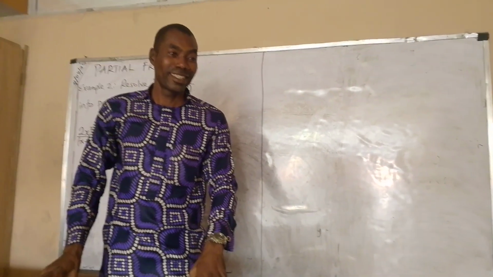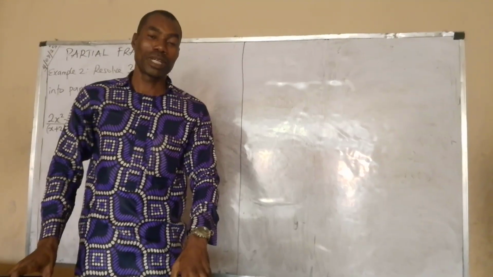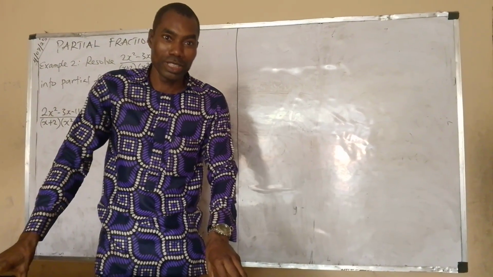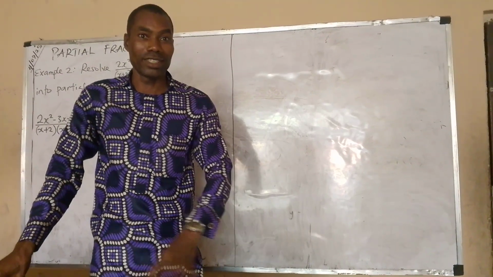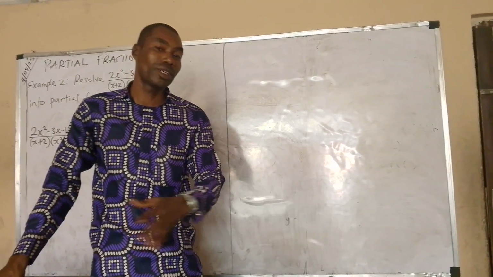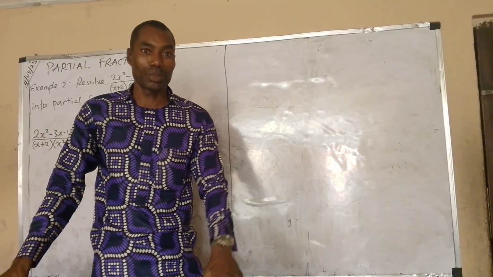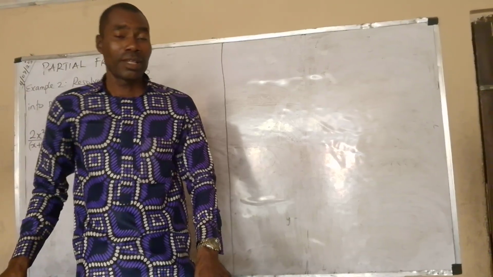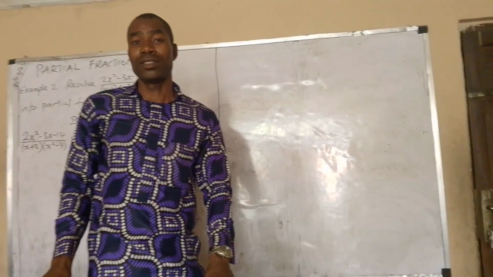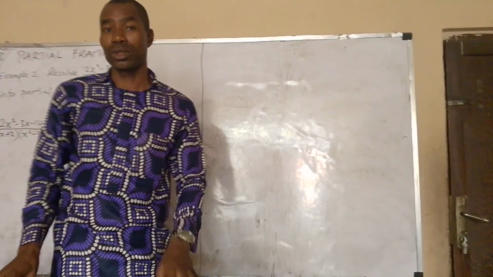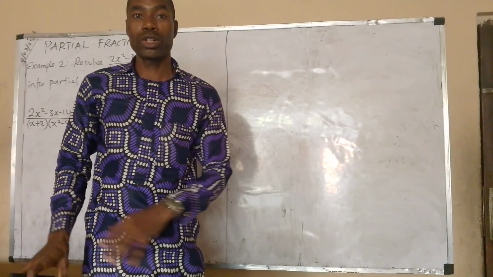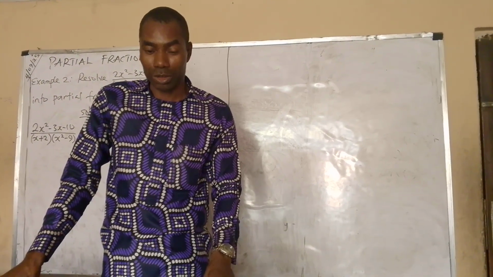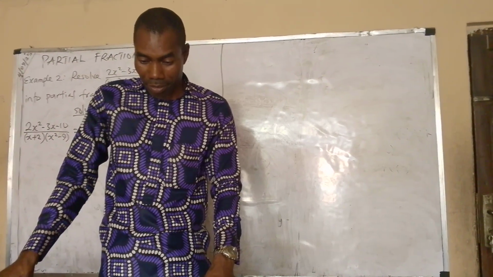In this video, we'll be treating partial fractions, part 2. In the previous video, part 1, we started by introducing what partial fraction is all about, and I gave an example. Don't forget, I told us there are 4 types of partial fraction. The first one we are dealing with now is the non-repeated linear factor, where the denominator of the given fraction is made up of linear factors, whether 2 or 3 or 4.